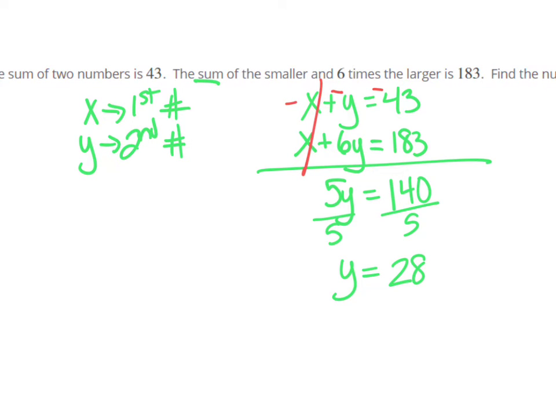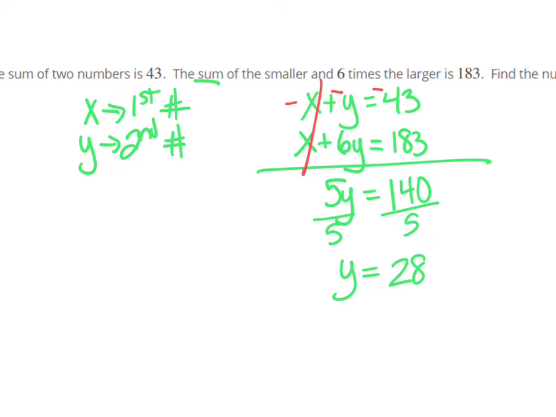And I end up at 28. And now y happens to be the larger one. Remember, because it was 6 times the larger. So when it said 6 times the larger, I was dictating the y to be the larger. So when you enter this, they may specify in Hawkes that they want the smaller number, the larger number. Well, y was our larger number.